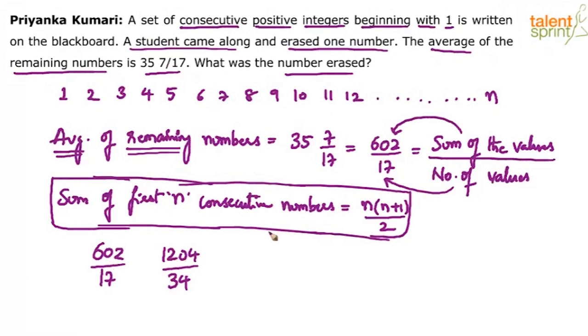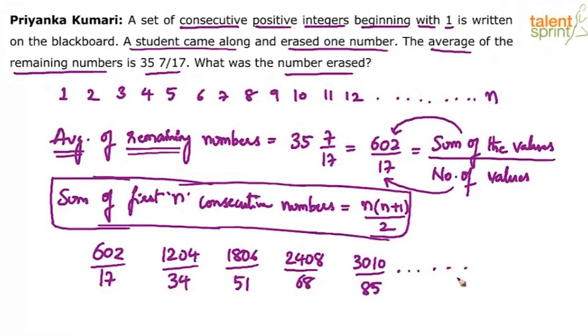Or multiply both numerator and denominator by 3. 602 into 3 will be 1806, divided by 17 into 3, 51. Or multiply both numerator and denominator by 4. 602 into 4 will be 2408, divided by 17 into 4, which is 68. Multiply both by 5: 602 into 5 will be 3010, and 17 into 5 will be 85, and so on. You're able to follow?